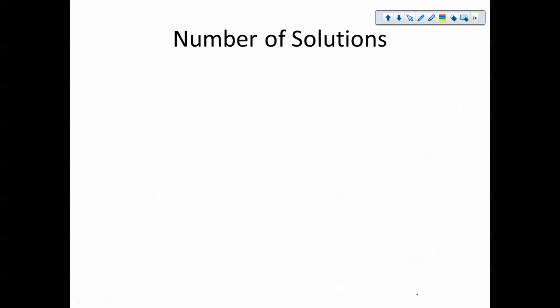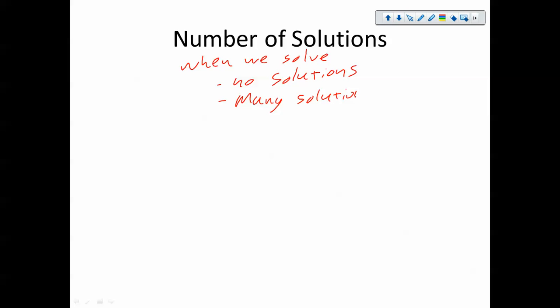Last thing today. Number of solutions. As it turns out, sometimes when we solve, we end up with no solutions. Sometimes we'll end up at the end and there will be no correct answers. There will be no answers that work. And then other times we'll have many solutions. In fact, I would even say this is going to be infinite solutions, meaning that every single number works.